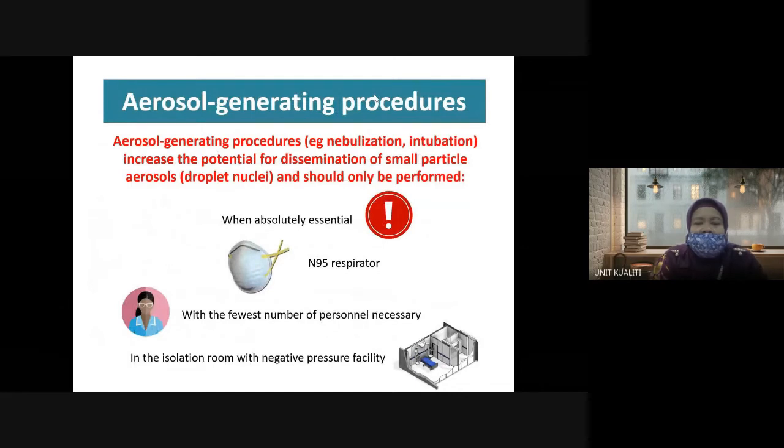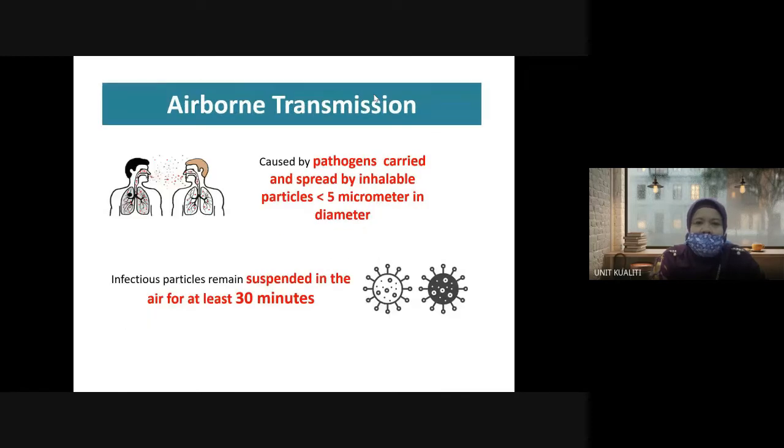For aerosol generating procedures, like, for example, nebulization and intubation, these will increase the potential for dissemination of small particle aerosol and should only be performed when absolutely essential. Must wear an N95 respirator, with the fewest number of personnel necessary, and in the isolation room with negative pressure facilities. Okay, what is airborne transmission? It is caused by pathogens carried and spread by inhalable particles with size less than 5 micrometer in diameter. Infectious particles will remain suspended in the air for at least 30 minutes.